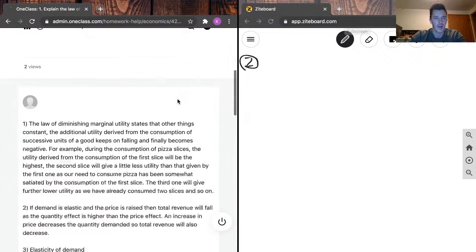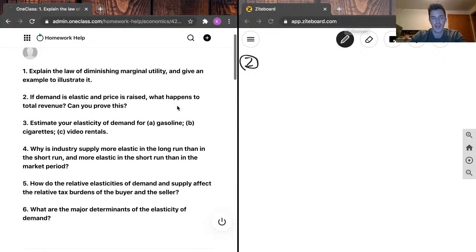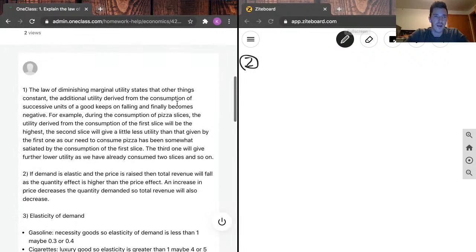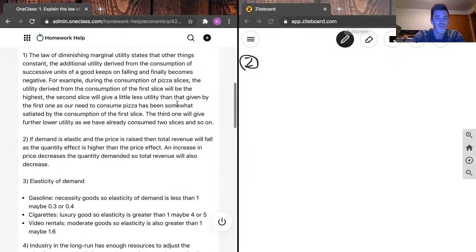Same thing, I'm probably not going to answer all of these, but I might pick out a couple, maybe even just one, and we can move along. So this question reads, explain the law of diminishing marginal utility and give an example to illustrate it. And our junior tutor has written that the law of diminishing marginal utility states that, other things constant, the additional utility derived from the consumption of successive units of a good keeps on falling and finally becomes negative.